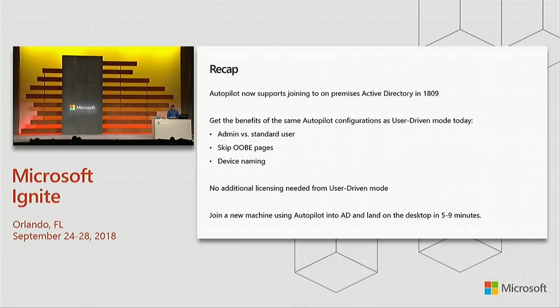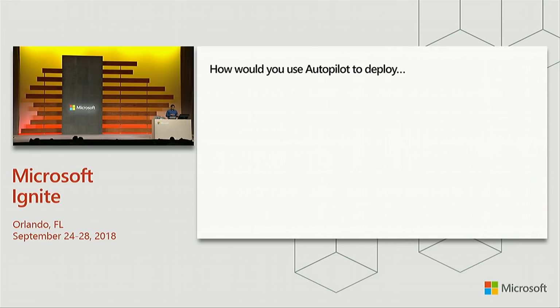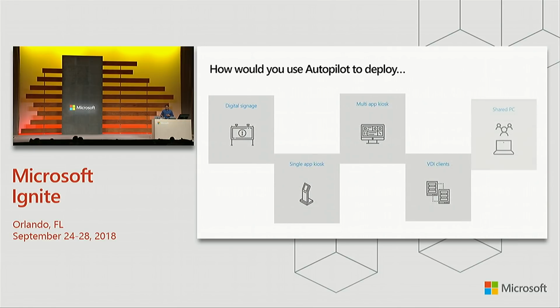The second scenario I wanted to talk about today is what we call self-deploying mode. Now, to really understand what self-deploying mode is, we need to first talk about how you would use Autopilot to deploy any one of these scenarios. So you have things like digital signage. Imagine you have a flight status board at an airport, or the check-in counter for a single app kiosk, or even for education customers. Imagine if you have a cart of devices where students are expected to pick up a device and log in for the first time and start using that machine.